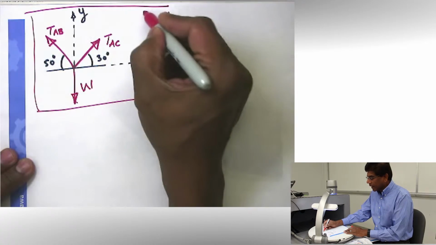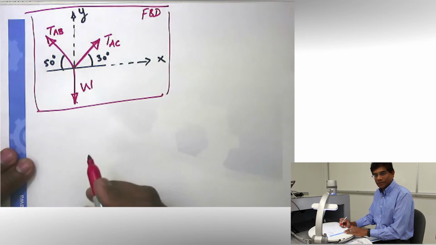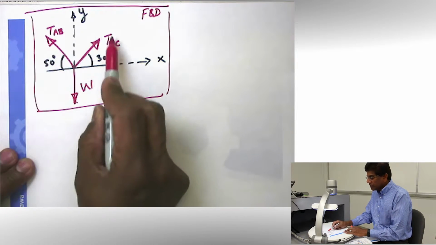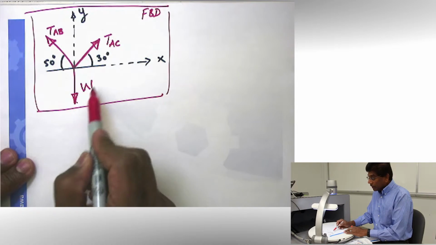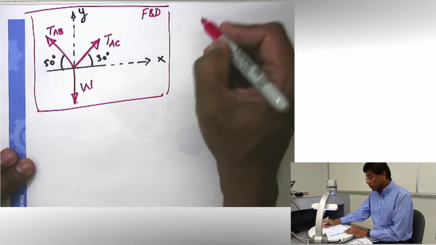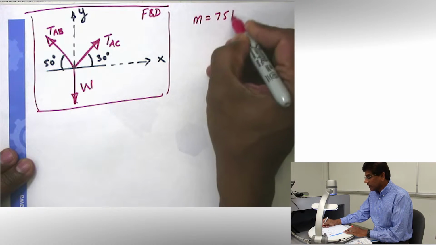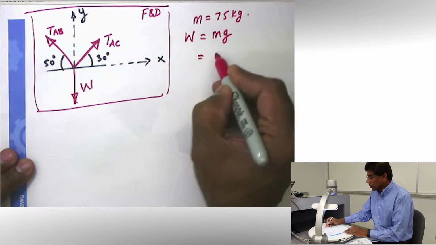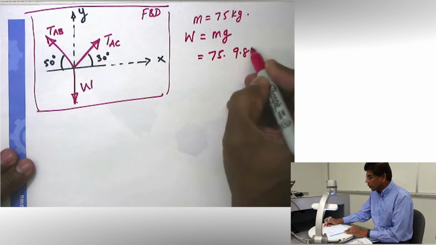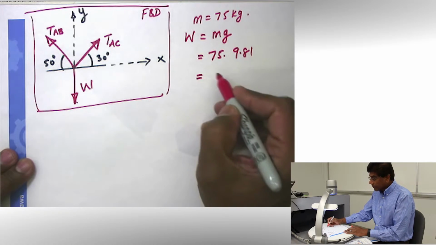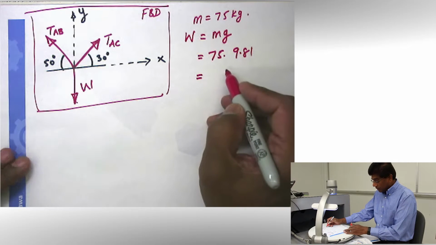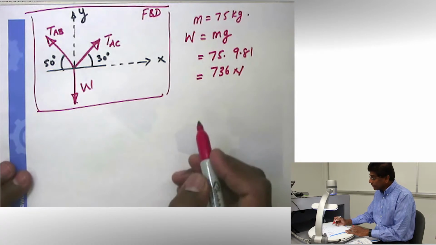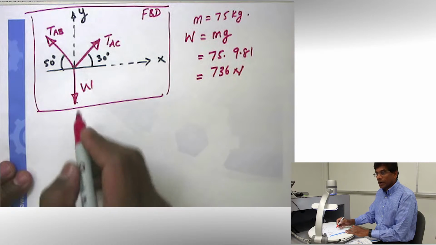Now that I have my free body diagram, I am ready to write my equations. Take a look at the forces here. We have TAB unknown, TAC unknown. We need to find them. But we know the weight. Well, we actually know the mass given to us, 75 kilogram, and you know how to calculate the weight. Weight is equal to mg. So I'm going to take the 75 kilogram multiplied by 9.81, and I'm going to get my weight, which is going to be, I believe, 736 Newton. All right. So this weight is 736 Newton and it is known.